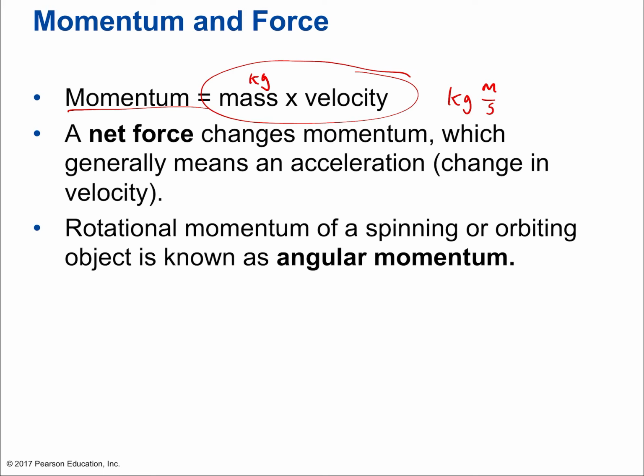If you have a collision or certain events, certainly in astronomy, like planets crashing together, or just the very idea of dust swirling around in space, momentum must be conserved. Okay? But what about force? Well, a force creates a change in momentum. So we have a nice segue from momentum to force. And specifically, a net force changes momentum, which generally means an acceleration, a change in velocity.